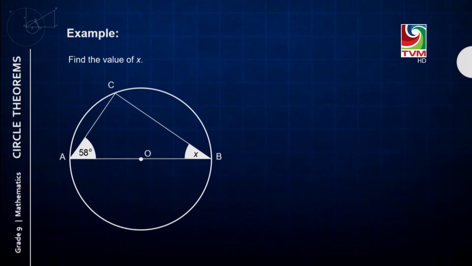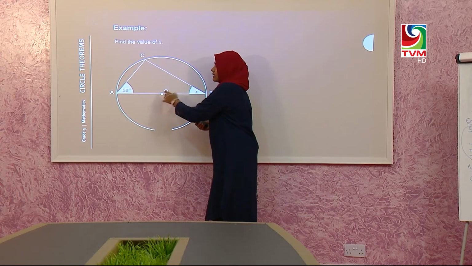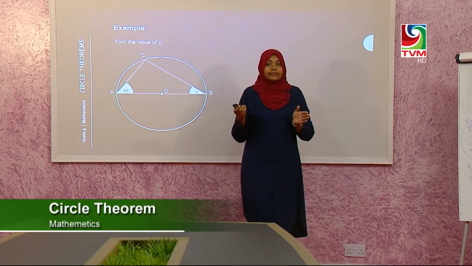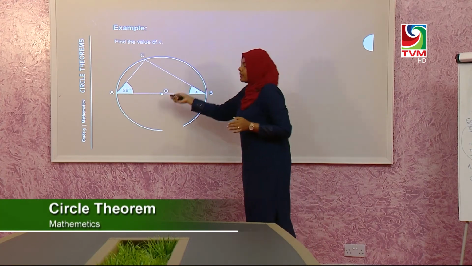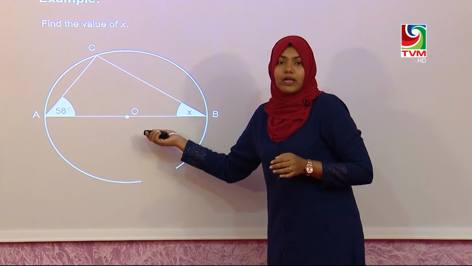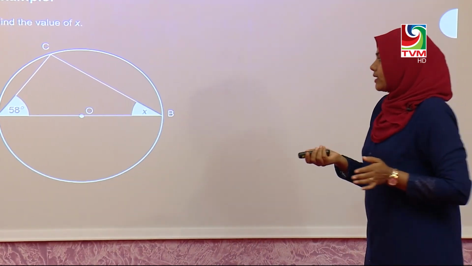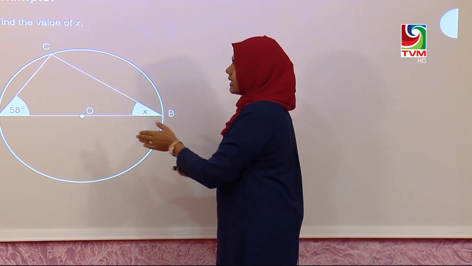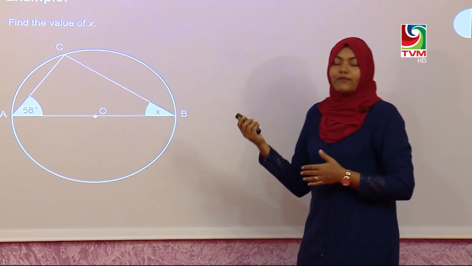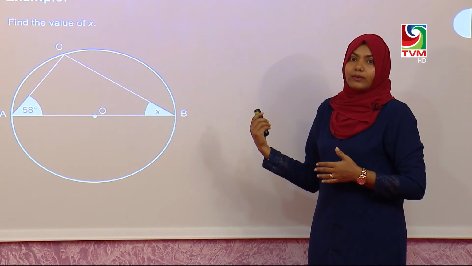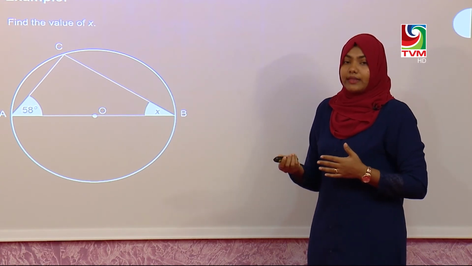A, B, C is given to you, center O is marked, that means definitely it is a diameter. If the center is not marked in the diagram, the question will mention the diameter. So, you have to check the diagram as well as read the question. If it is not mentioned in the question, it will be given in the diagram.